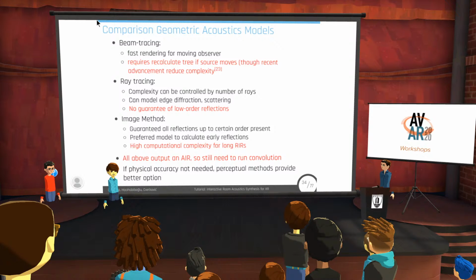Also, something else that we need to point out is that all of the above methods output an acoustic impulse response, so you still need to run a convolution with all of these. And as we said, this is quite computationally heavy on its own. So you have the calculation of the acoustic impulse response, which can be heavy, and the calculation of convolution, which can also be heavy.